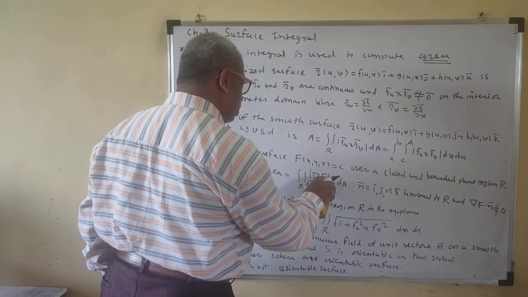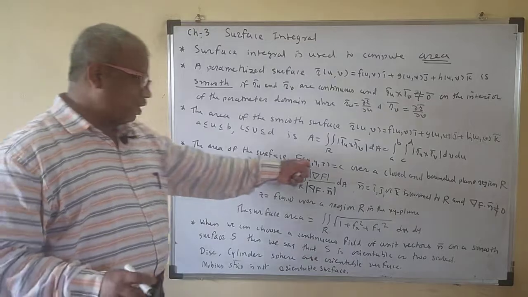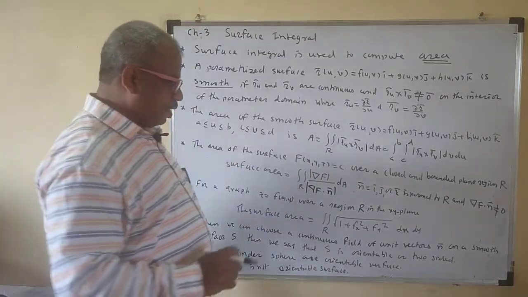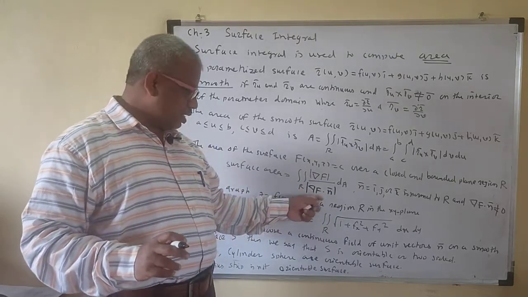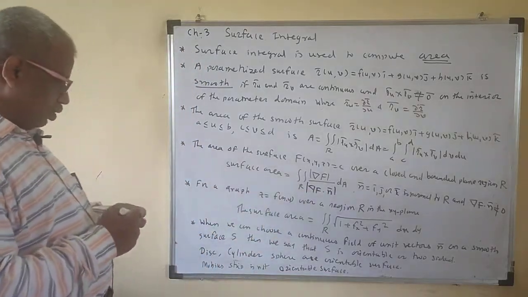Because this is a scalar point function, you can find the gradient of the scalar point function, so it should not be f bar. The gradient of the scalar point function is a vector quantity, therefore we are taking the dot product here. This is a very important formula.